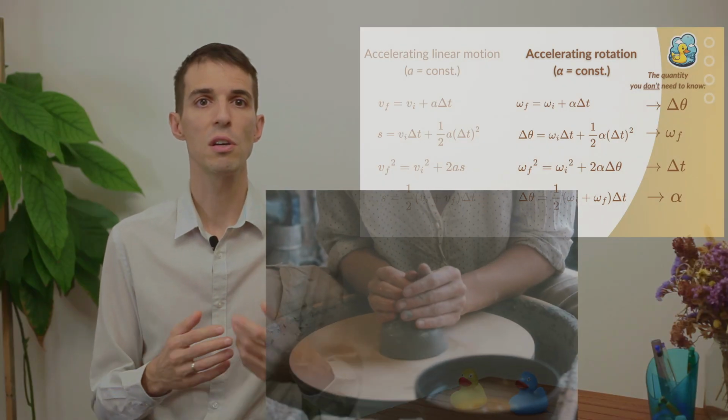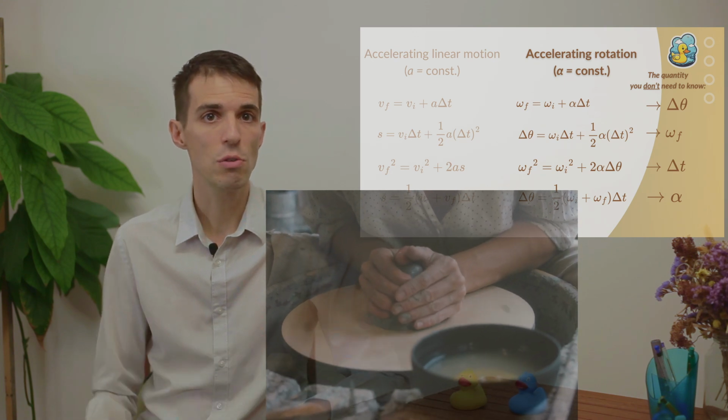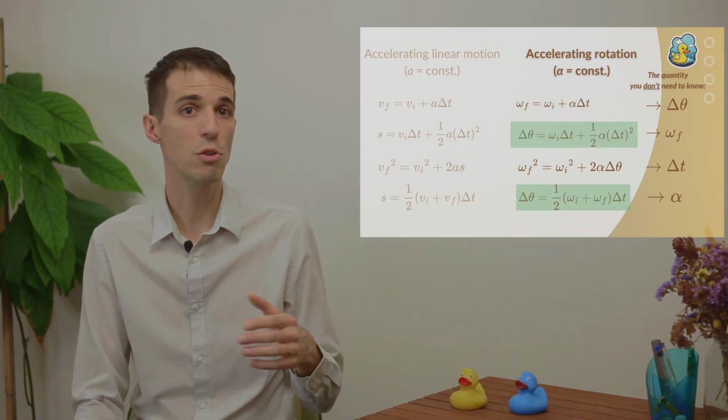Let's try applying one of these equations with a spinning disk. Imagine a potter's wheel that starts from rest and begins to accelerate. We can use the kinematic equations to figure out how fast it's spinning after a certain amount of time, or how much it has rotated.